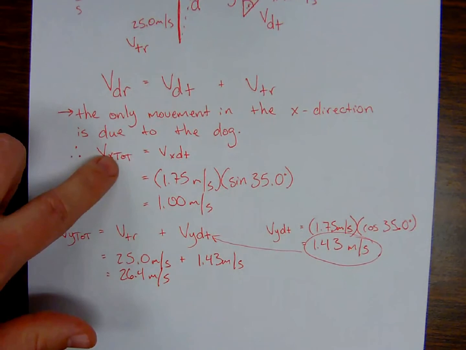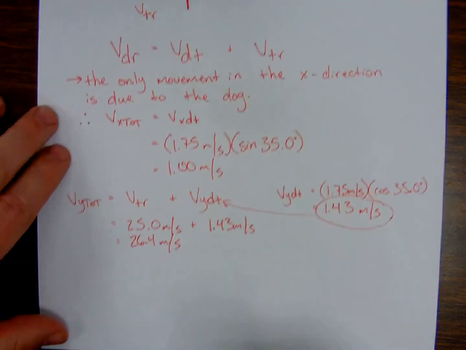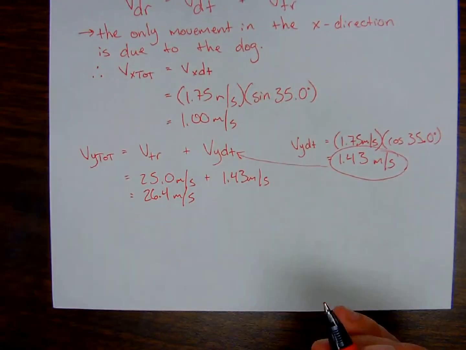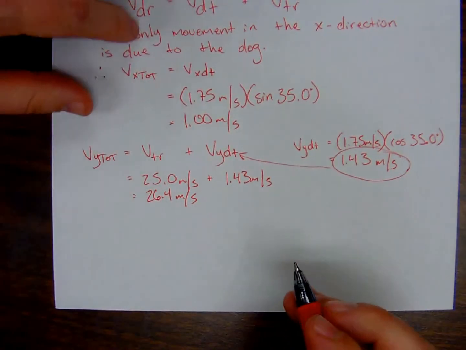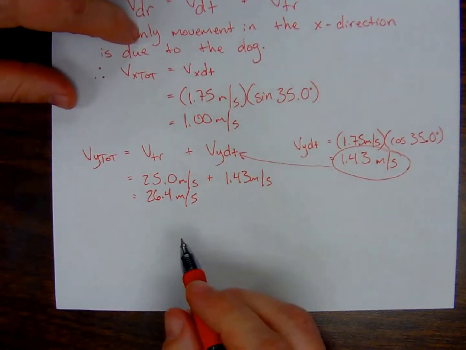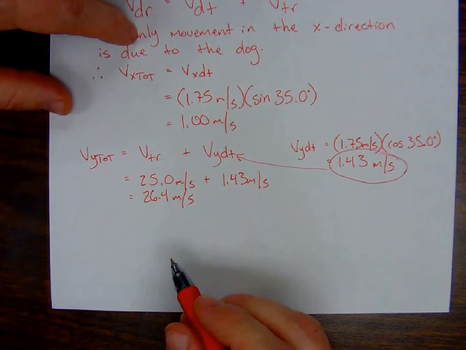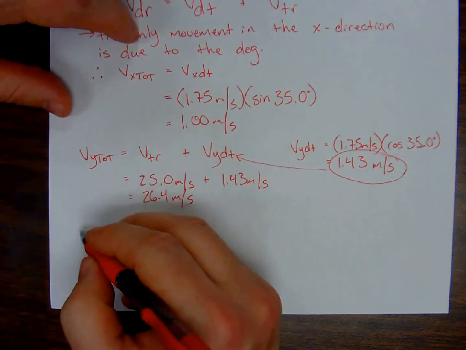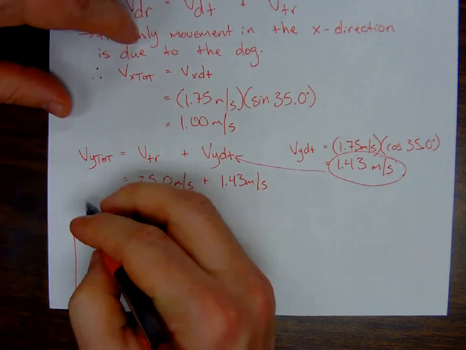I'm going to call it the total velocity, right? The velocity of the dog relative to the road. That's a better way to do it. Dog relative to the road. Let's do that.